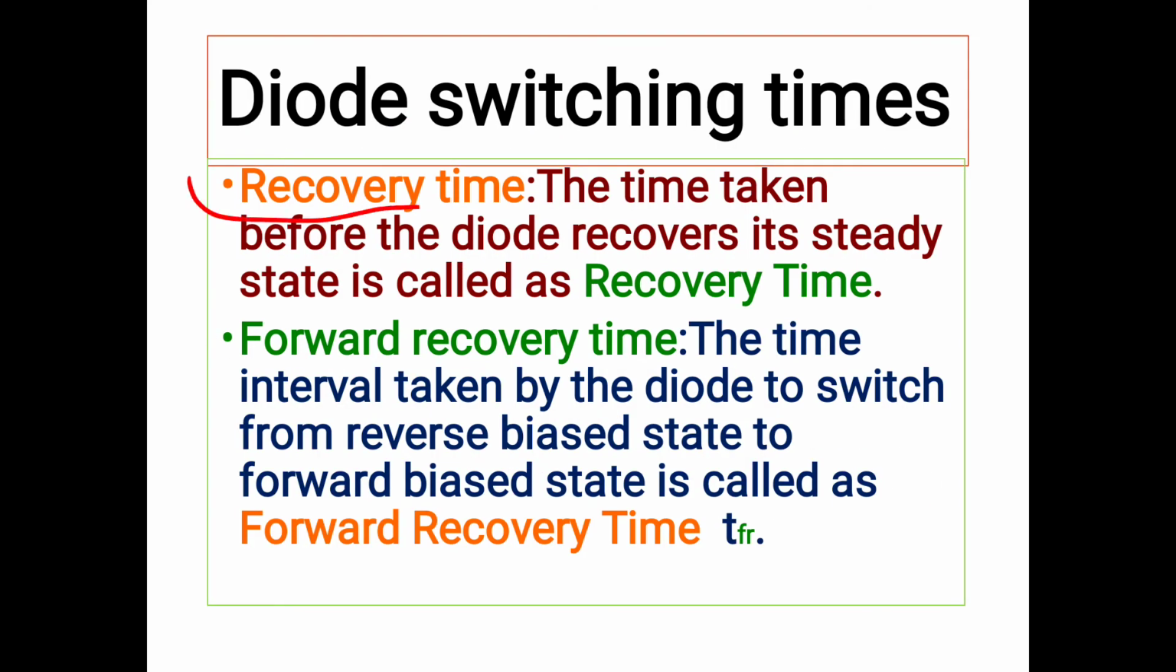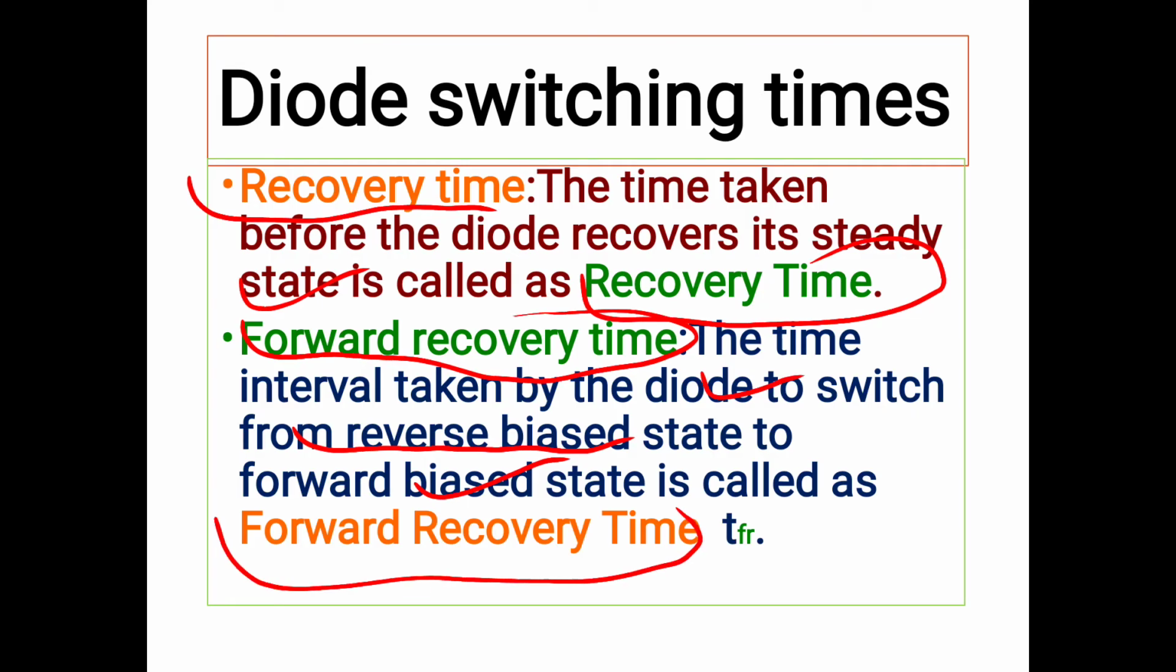So this is recovery time: the time taken before the diode recovers its steady state is called recovery time. And the forward recovery time is the time interval taken by the diode to switch from the reverse biased state to the forward biased state, and it is represented by small t subscript fr. So this is the representation of the forward recovery time.